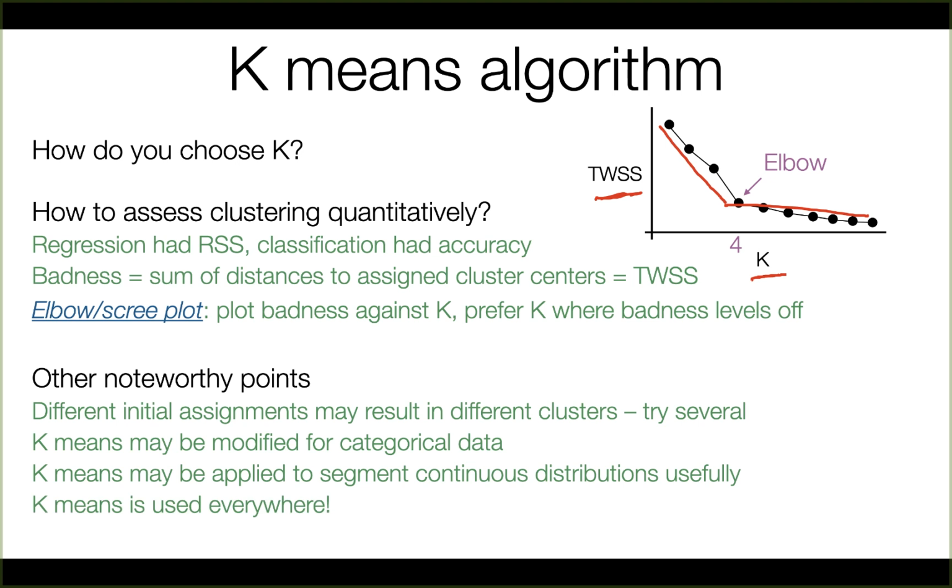Lastly, k-means is used all over the place. It's used to determine subpopulations for different genetic diseases on one side, and on the other side it's used to break up different pictures into different colors. So it can really be used all over the place.